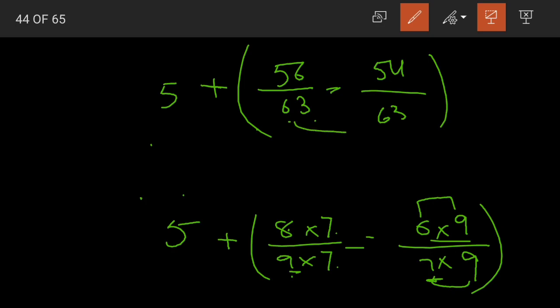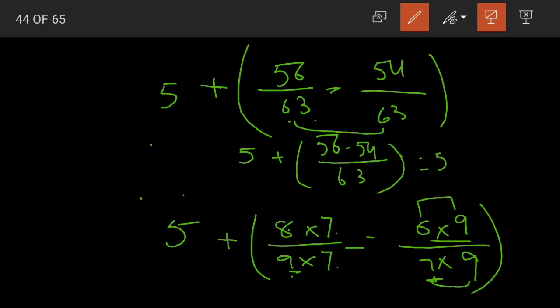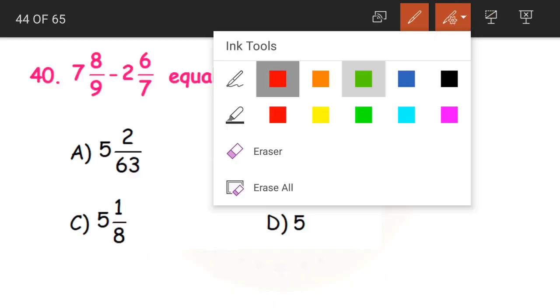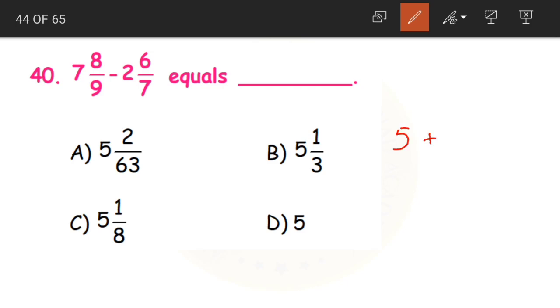Now we have two like fractions with the same denominators. We can go for subtracting them. Yes, we will subtract the numerators and then keep the denominator as it is. 56 minus 54 is 2. So 2 divided by 63. What is our final answer, children? 5 plus 2 by 63.